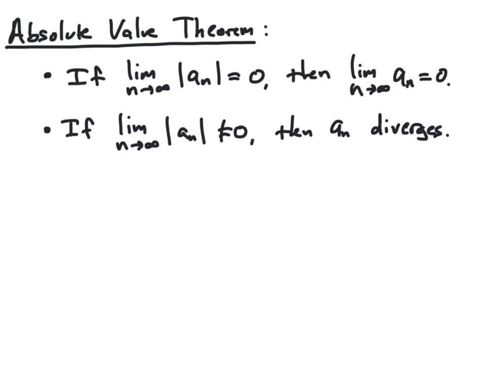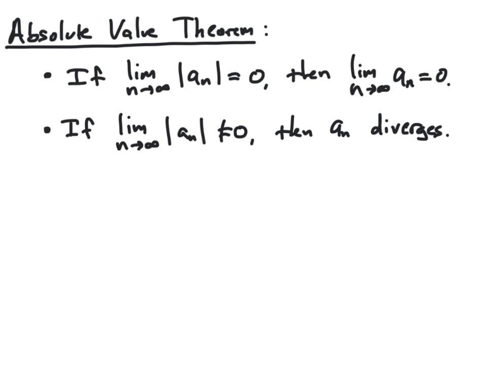If we take the absolute value of our sequence and we get a limit equaling 0, then our original sequence will also converge to 0. However, if we take absolute values of our sequence terms and the limit is not equal to 0, then the original sequence is going to diverge.